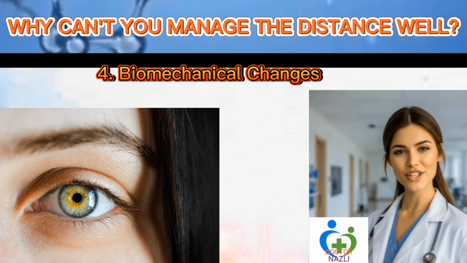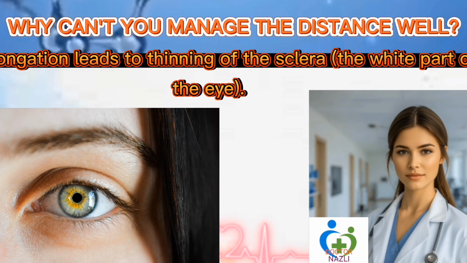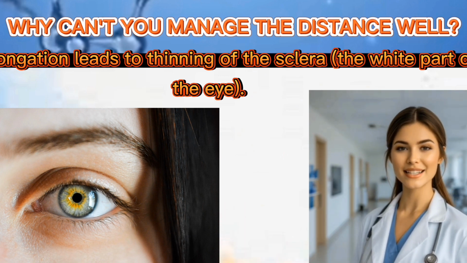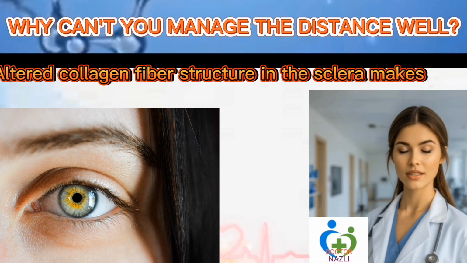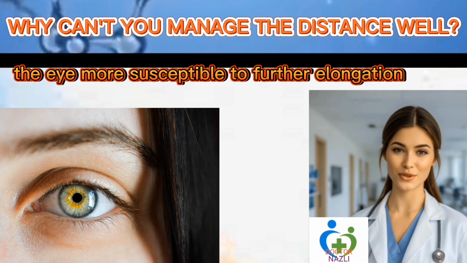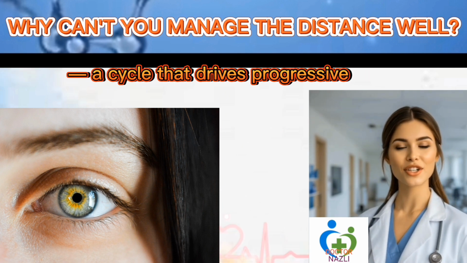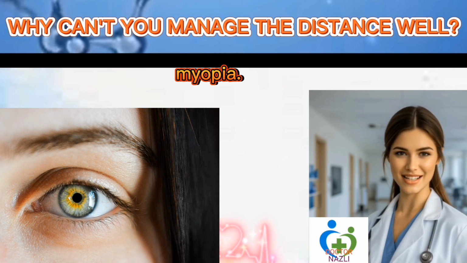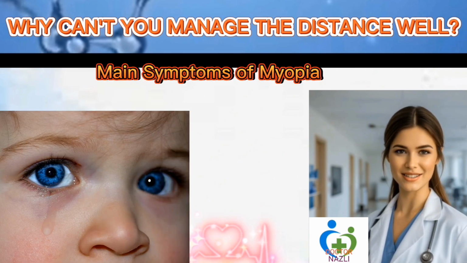4. Biomechanical changes. Axial elongation leads to thinning of the sclera, the white part of the eye. Altered collagen fiber structure in the sclera makes the eye more susceptible to further elongation, a cycle that drives progressive myopia. Main symptoms of myopia.